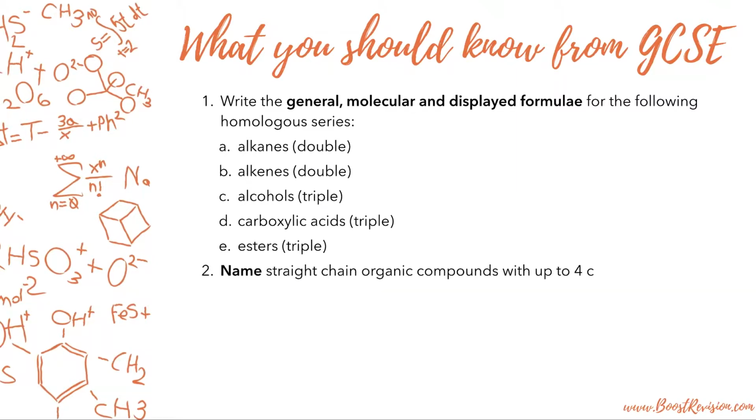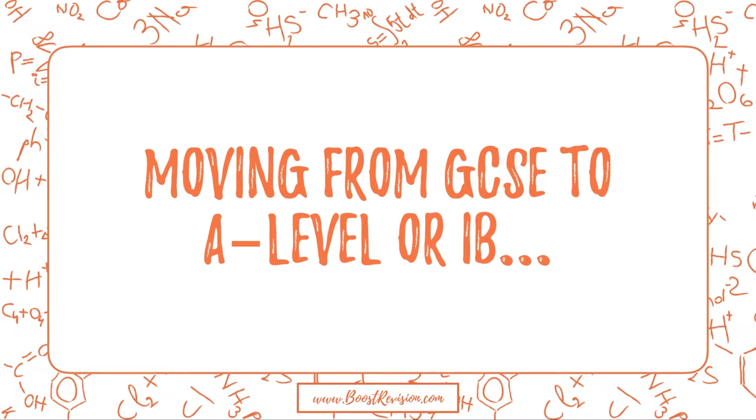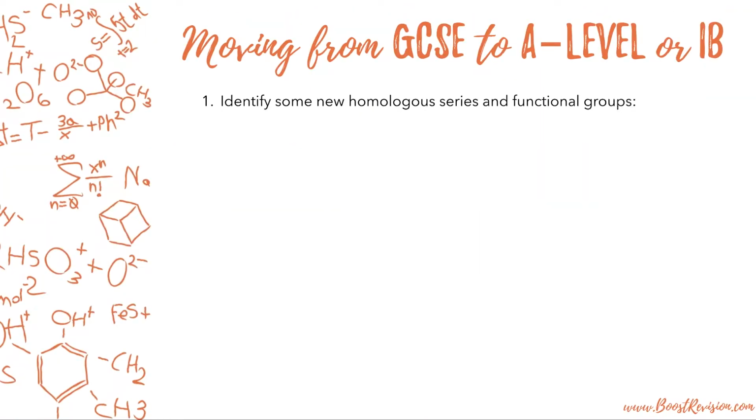You should also be able to name the straight chain organic compounds with up to 4 carbons for these homologous series, and identify the functional group for these homologous series. Then, moving from GCSE to A-level or IB, you'd be expected to identify a few more homologous series and functional groups. That's aldehydes, ketones, and halogenoalkanes.